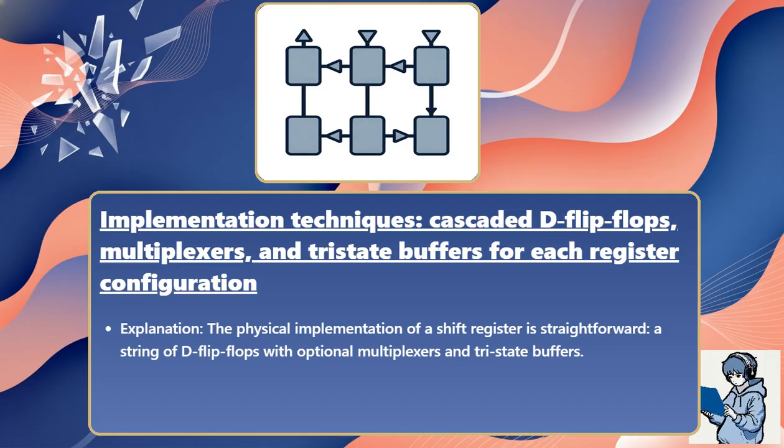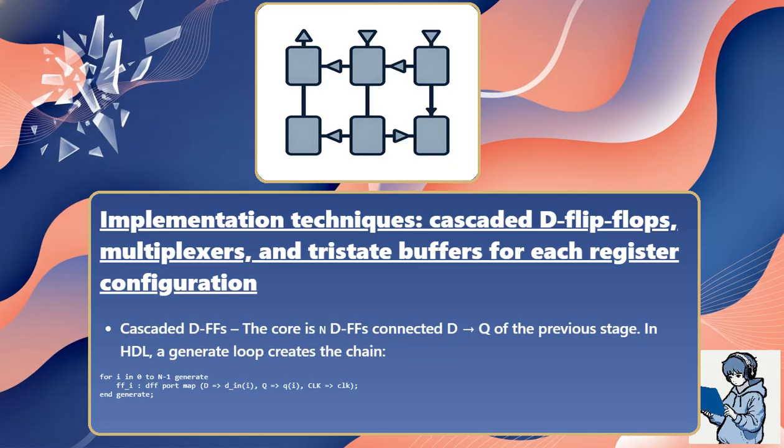Explanation: the physical implementation of a shift register is straightforward: a string of D flip-flops with optional multiplexers and tri-state buffers. Cascaded D flip-flops. The core is N D flip-flops connected D to Q of the previous stage. In HDL, a generate loop creates the chain. For I in 0 to N-1 generate FF(I): DFF port map (D => D_in(I), Q => Q(I), clock => CLK); end generate.